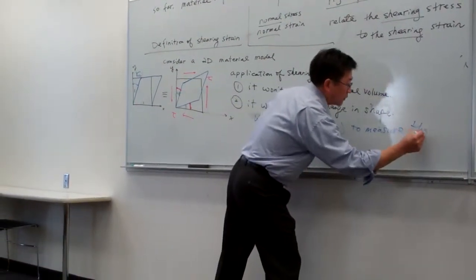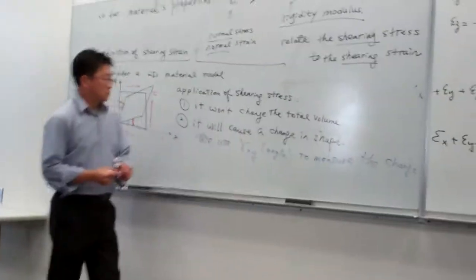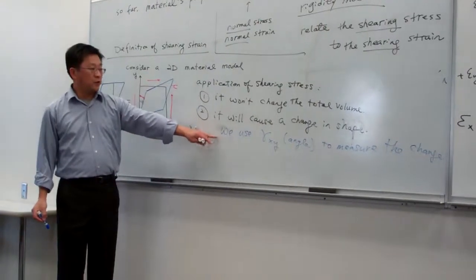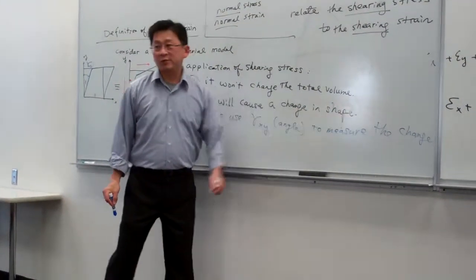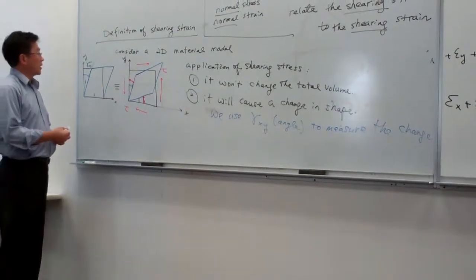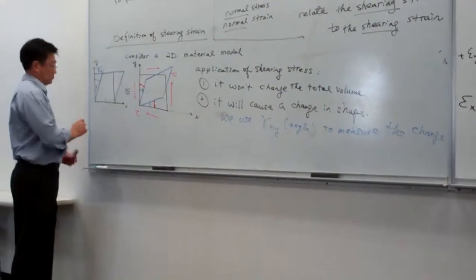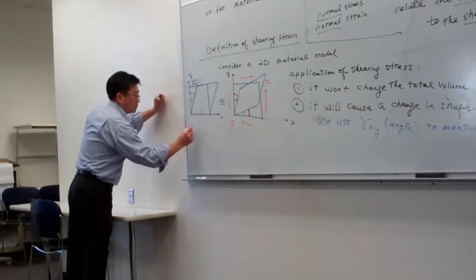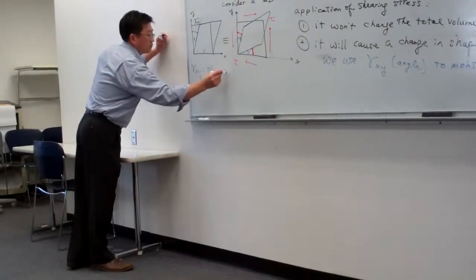Sorry, this is too low. I keep that in mind. So the last line is we use gamma xy, which is an angle, to measure the change. And here the gamma xy is what we call the shear strain. Gamma xy is called the shearing strain.